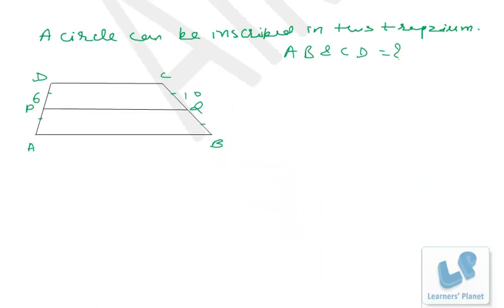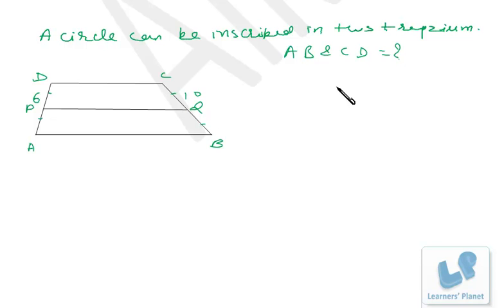Now friends, we have this question. A circle can be inscribed in this given trapezium ABCD. Lengths of AD and BC are given as 6 and 10. We have to find out the lengths of the parallel sides, right? And it is given that P is the midpoint and Q is the midpoint. That means actually PQ is the middle line. Now, we have to find out the lengths of AB and CD.